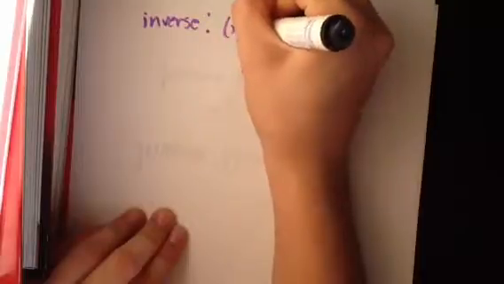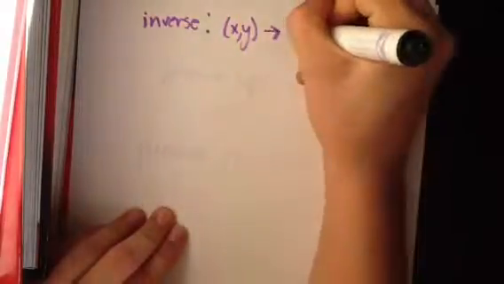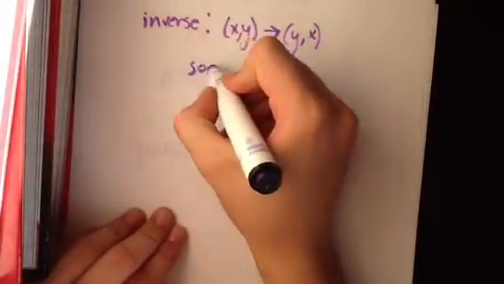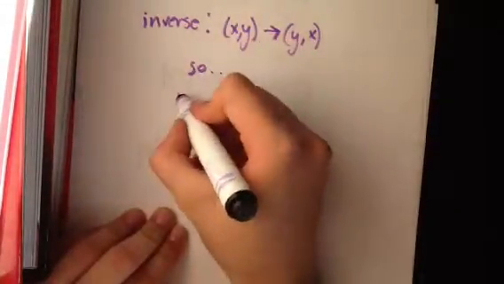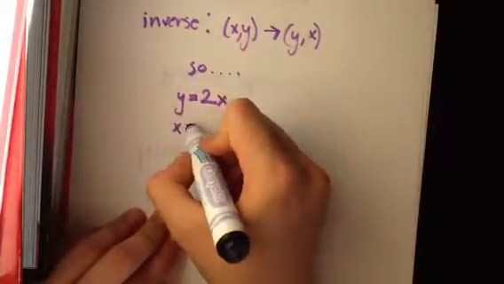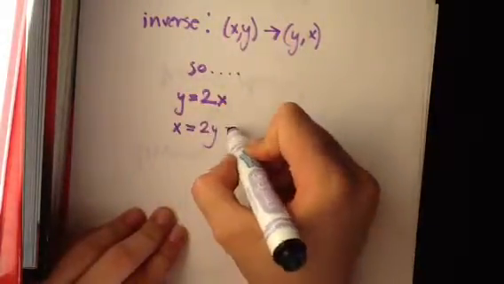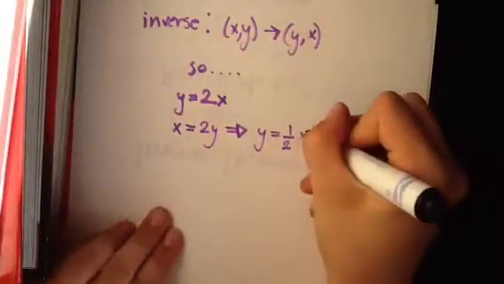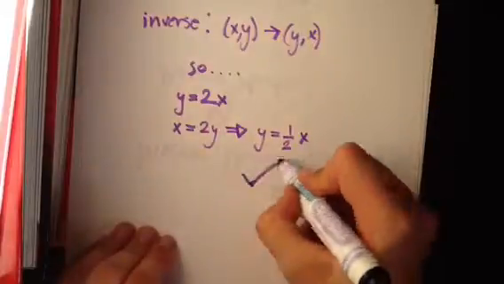Okay, so I'm sure you all know what the inverse of a function is, but I'm just going to review really quickly. It's where the x and the y are flipped, so the xy values become yx. So if y equals 2x, what we would do is flip the x and the y, so x equals 2y. Then if we solve again for y, y equals 1/2 x. And that is the inverse of the function 2x.